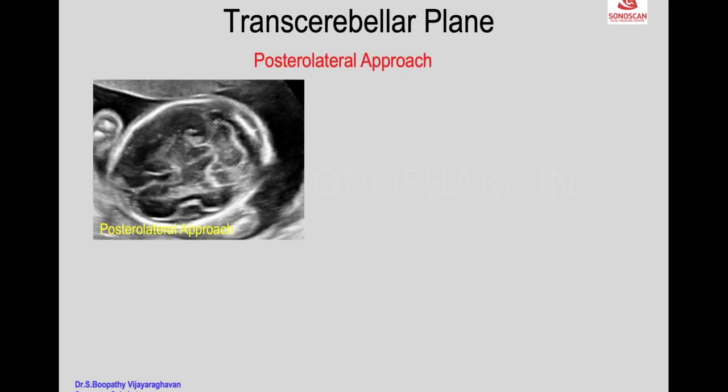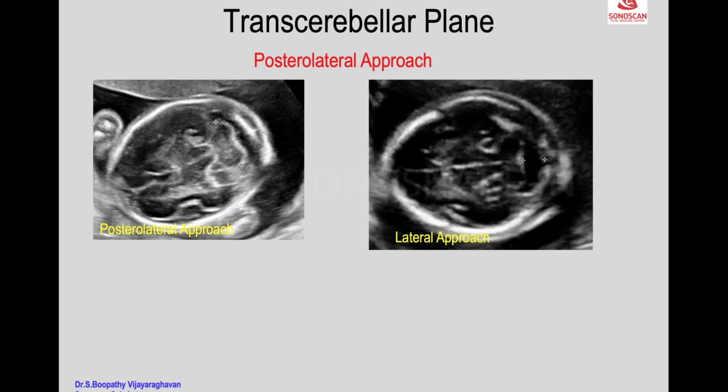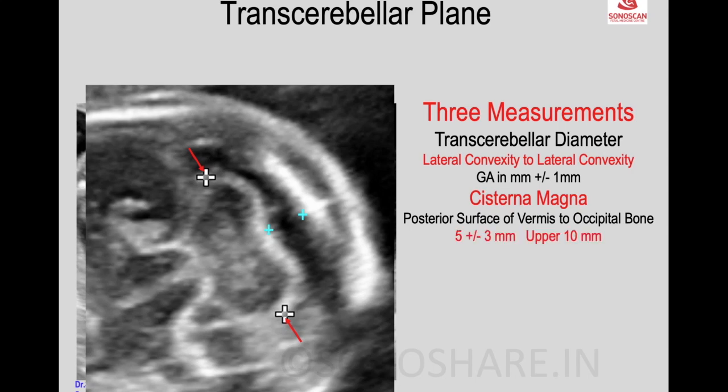So those are the landmarks in the transcerebellar plane. Why a posterolateral approach? Because if you take a lateral approach, the beam is parallel to the occipital bone, which is not seen well. The normal cisterna magna is 5 plus or minus 3 millimeters, and the upper limit is 10 millimeters. The cisterna magna gets obliterated after that.